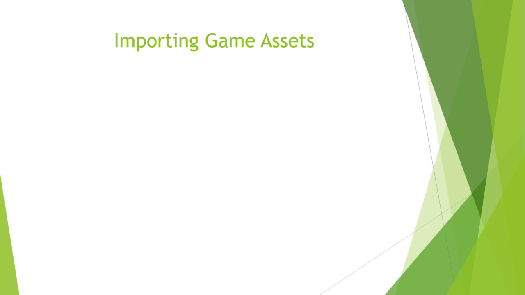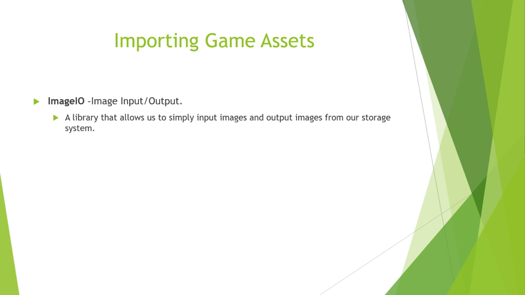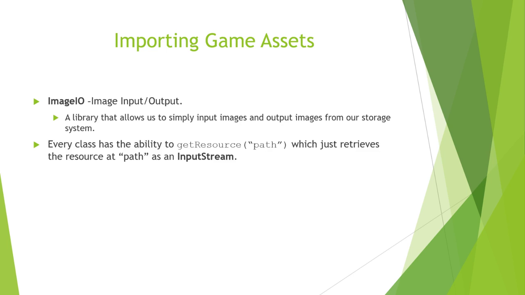So by importing game assets, I mean actually importing pictures and getting them on the screen. So ImageIO is something in Java that we're going to have to use, which essentially stands for image input/output. This is a library that allows us to input images and output images from our storage system. Every class in Java has the ability to getResource, and then the path of the resource, which just retrieves the resource at path as something called an input stream.